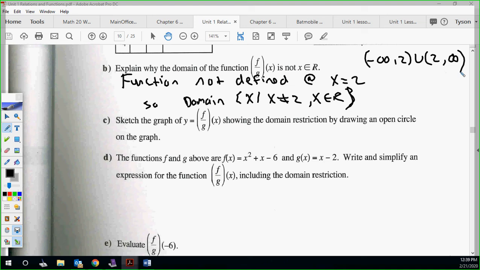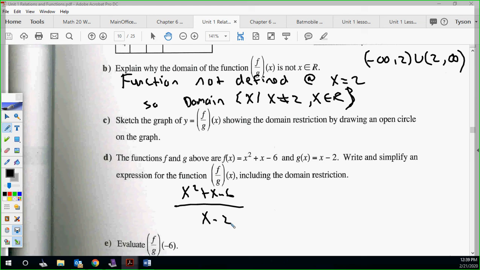Okay, sketch the graph. We already did that part above. And now they give us the functions. And you're going to see where the open stuff is. We do points of discontinuity more in depth in our rational functions section, but just good to see it now. f of x was x squared plus x minus 6, and then on the bottom was just x minus 2. So write and simplify an expression for the function including domain restriction. Right away when you see this, you see we can't be 2. That's a non-permissible, so that's a domain restriction.